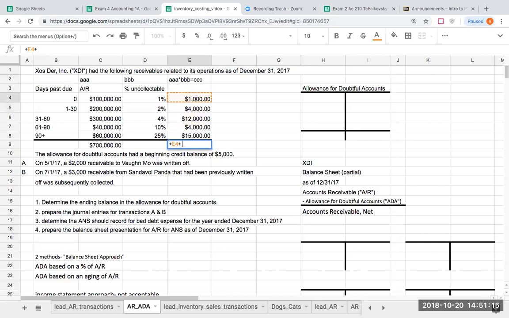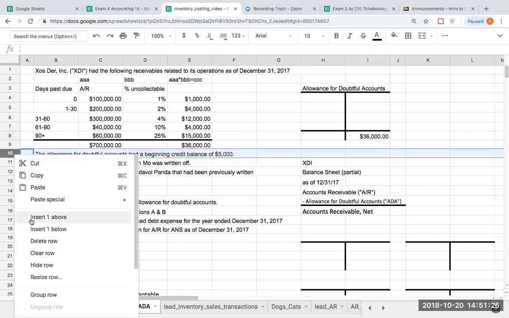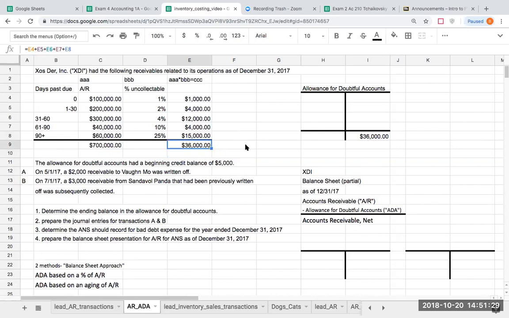So here, when I add these up, I'm going to get a total of $36,000. So my ending balance in the allowance for doubtful accounts is going to be $36,000. And this is why we take the balance sheet approach. We're looking at this balance of accounts receivable on December 31st, 2017, and we're saying, of these balances right here, this is going to be the percentage uncollectible. So we feel that of this $700,000, $36,000 will not be collectible.